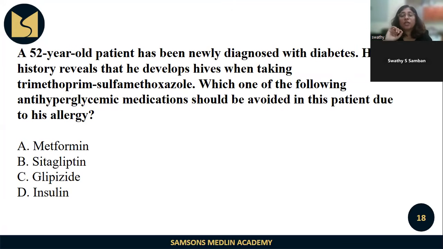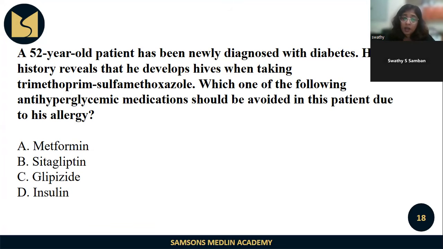Here we have a 52-year-old patient who has been newly diagnosed with diabetes. When we look into the history of the patient, it reveals that he develops hives, which is an allergic reaction, when taking trimethoprim sulfamethoxazole. Which one of the following anti-hyperglycemic medications should be avoided in this patient due to his allergy? He is allergic to trimethoprim sulfamethoxazole, which is our cotrimoxazole.